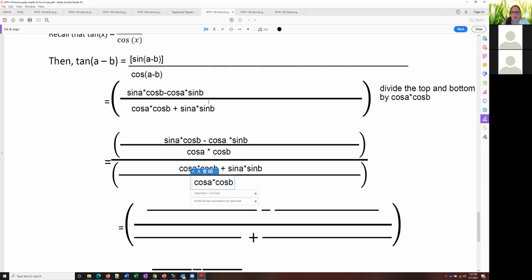Remember, you're allowed to do that. If you have a fraction, you can multiply the top and the bottom by the same number, or you could divide the top and the bottom by the same number without changing the fraction.